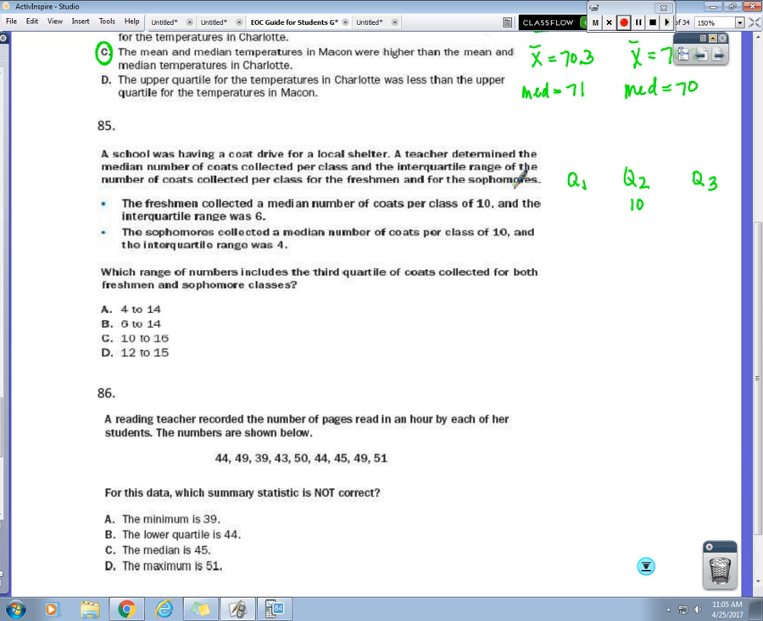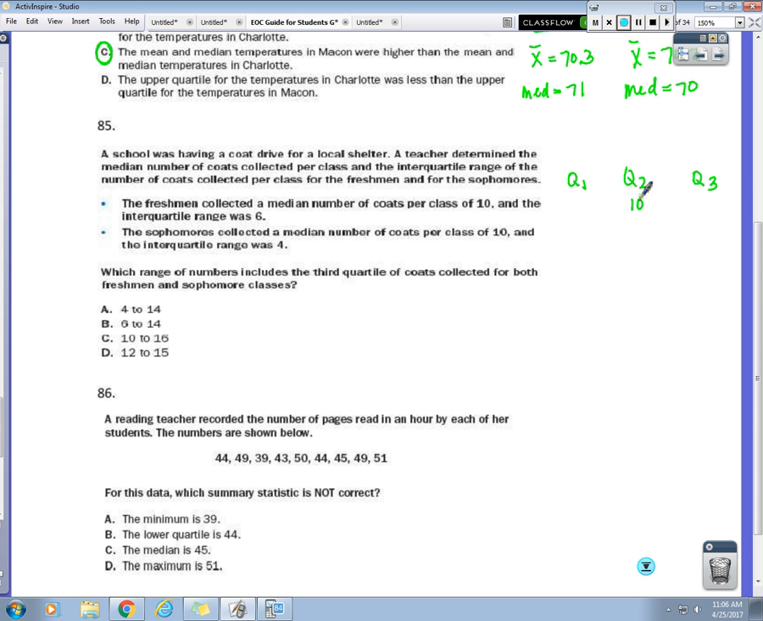And then the IQR was 6. And doesn't that mean from Q1 to Q3 would be 6 units? Okay, but that's kind of tricky because that could be 8 to 14. It could be 6 to 12. But what people don't realize sometimes is your Q1 and Q2 could match. Yes, depending on your data, your Q1 and your Q2 could be the same.